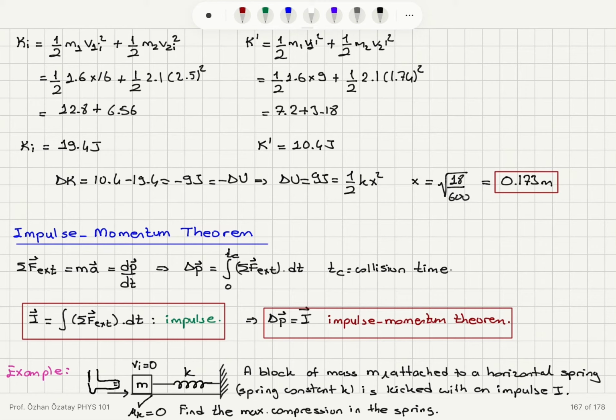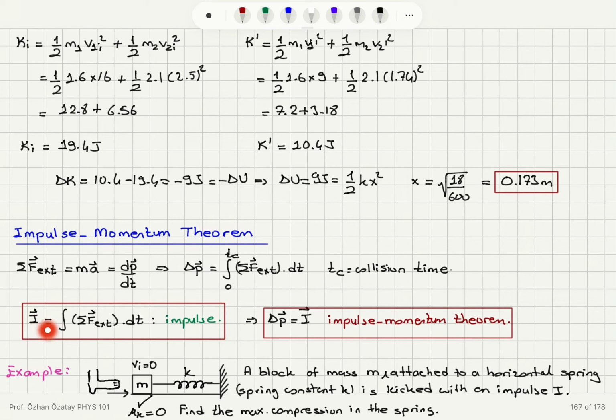Now, before we move on, I want to introduce an important theorem relating momentum and impulse. When you have a net external force acting on the system, mass times acceleration, which is equal to dp/dt by Newton's second law, you can see that the net change in the linear momentum of the system is the integral, during the collision time, of the net external force times dt, integrated from 0 to tc.